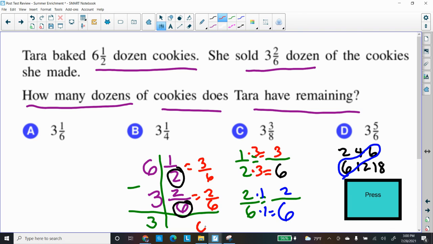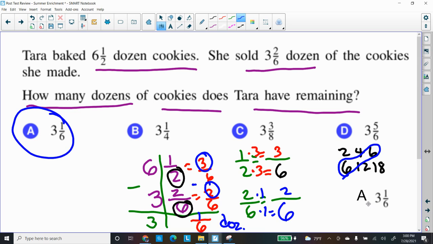Well, remember, we keep the denominator the same, and all we do is subtract the numerators. So the numerator is 3 minus 2. That'll give you 1. So my answer would be 3 1/6 dozen cookies, and that would be choice letter A. So 3 1/6 dozen. And again, I did it the hard way. You'll have a calculator, so use your calculator to do that. Don't strain yourself like I did.